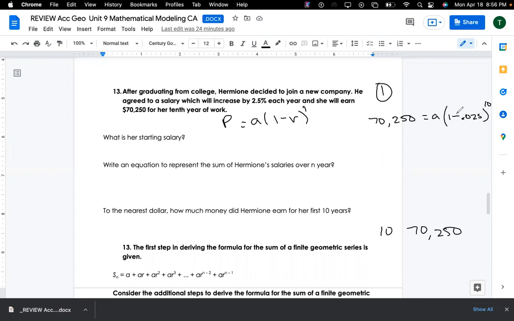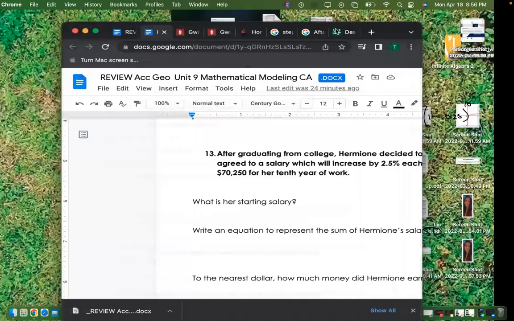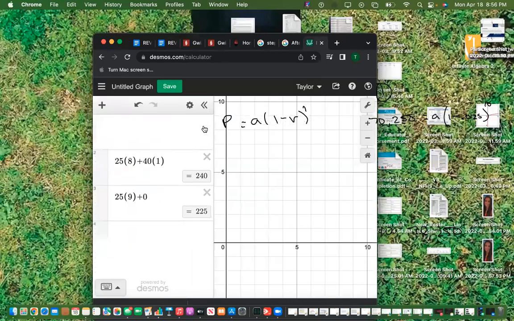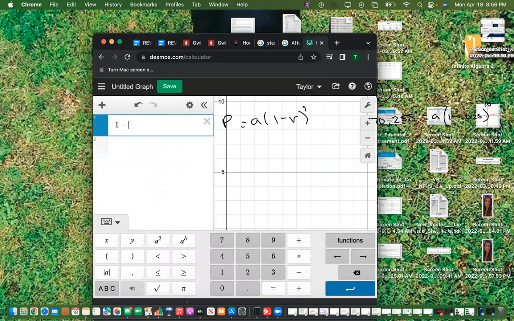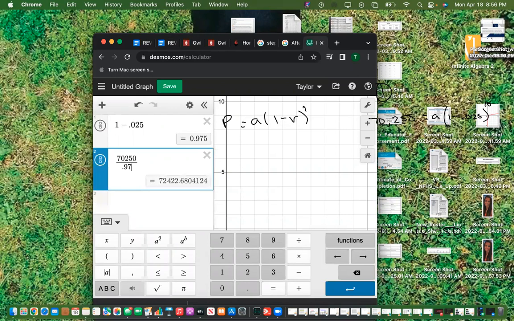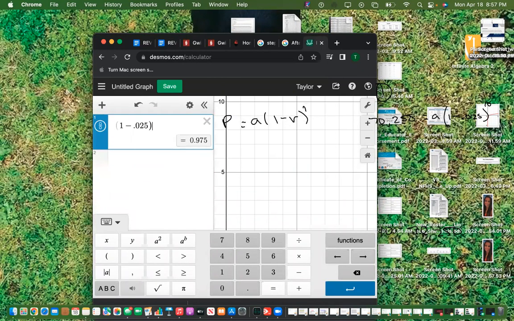Okay, so I'm going to plug this into my calculator. So I'm going to say 1 minus 0.025. And I'm going to raise that to the 10th power. Okay, so 1 minus 0.025. Okay, so that's 0.975. And I'm going to take 70,250 and I'm going to divide it by 0.975. Okay, so the initial amount was what this is saying. Oh, we got to raise it to the 10th power. Sorry.